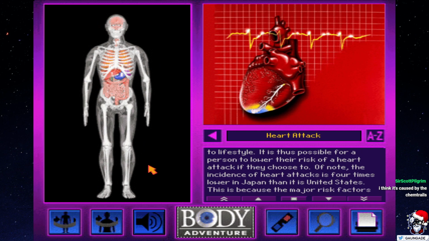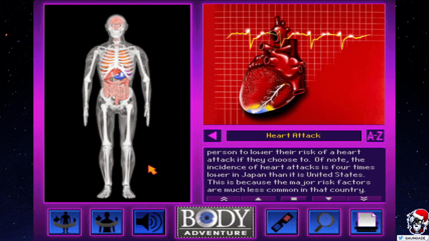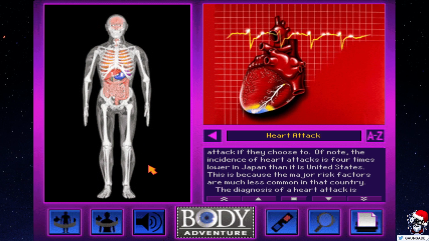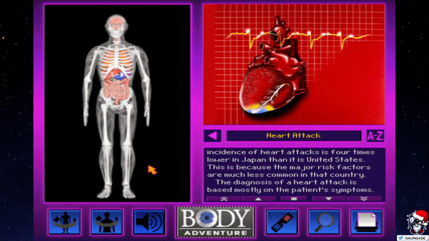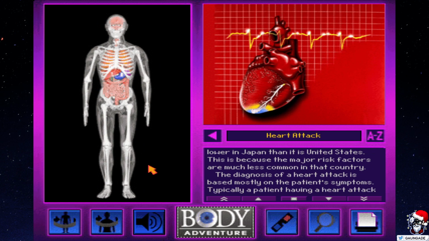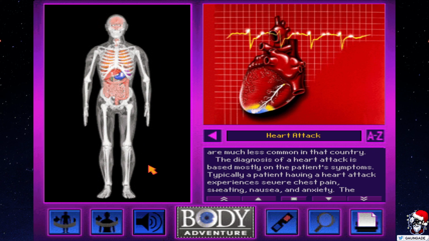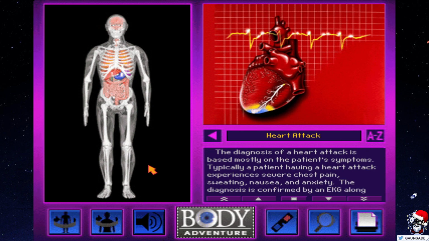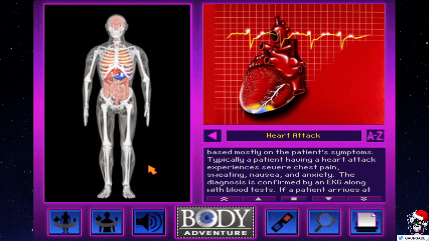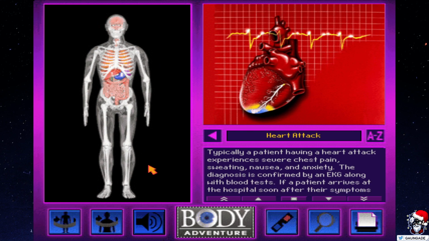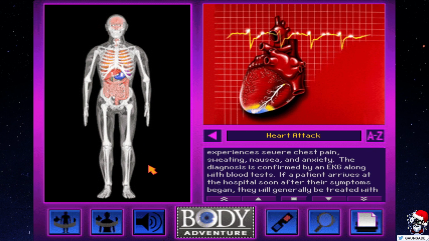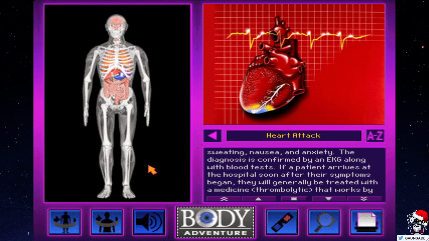Of note, the incidence of heart attacks is 4 times lower in Japan than it is in the United States. This is because the major risk factors are much less common in that country. The diagnosis of a heart attack is based mostly on the patient's symptoms. Typically, a patient having a heart attack experiences severe chest pain, sweating, nausea, and anxiety. The diagnosis is confirmed by an EKG along with blood tests.